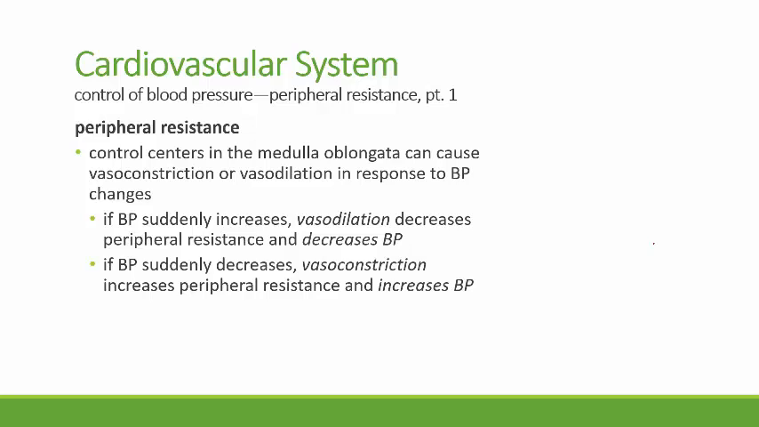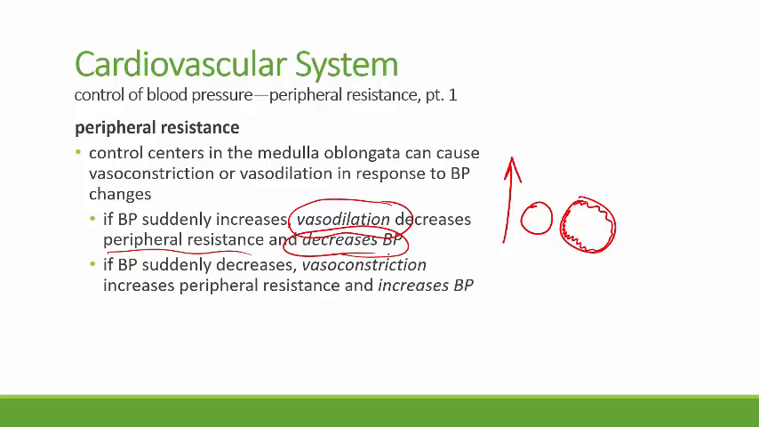So if we see a sudden increase in blood pressure, so blood pressure is going up, what we'll see in response is dilation of the blood vessels. So blood vessels that were small will become larger. We're going to decrease peripheral resistance. So now this larger, we first have increased the volume of the blood vessels. So that's going to decrease blood pressure. But also, because we have less blood in contact with the arterial walls, we're going to also see a decrease in peripheral resistance and overall a decrease in blood pressure.